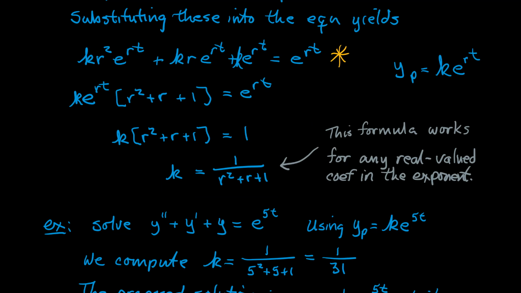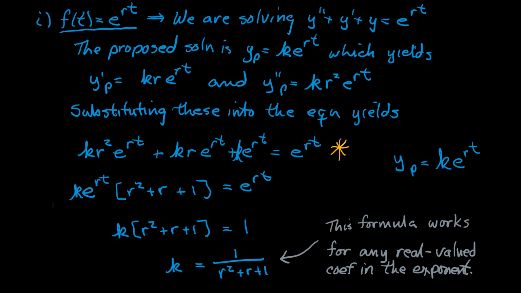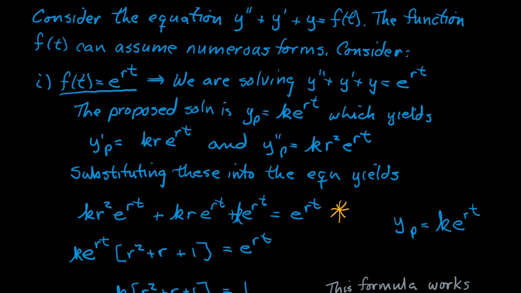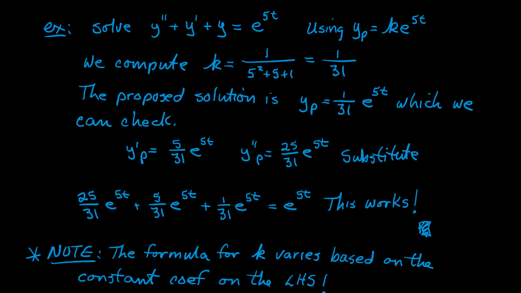Okay, let's take a look at an example of how this would work. What I'm going to do is start with my equation y double prime plus y prime plus y equals f of t. Okay, so here is that equation. And on the right-hand side, I have e to the 5t. My proposed solution is going to be k times e to the 5t.